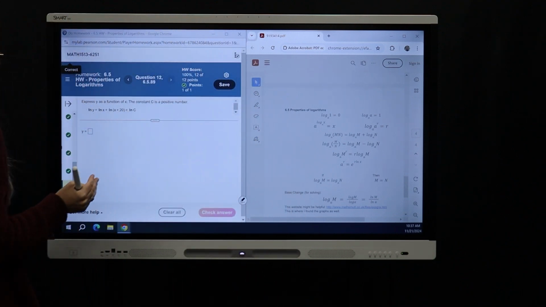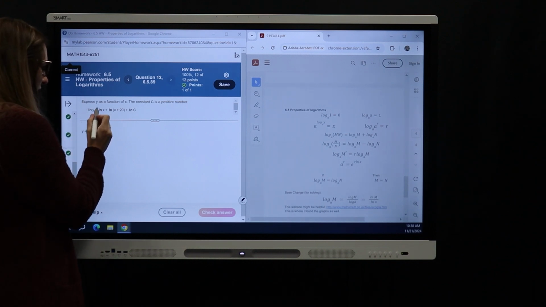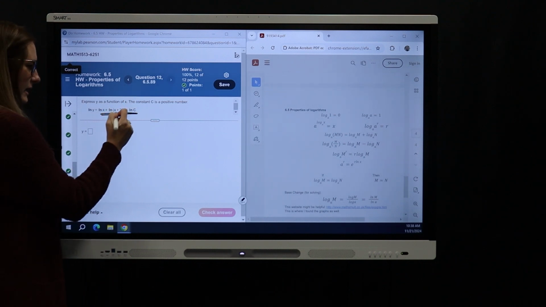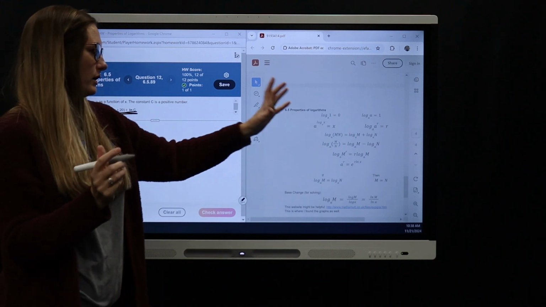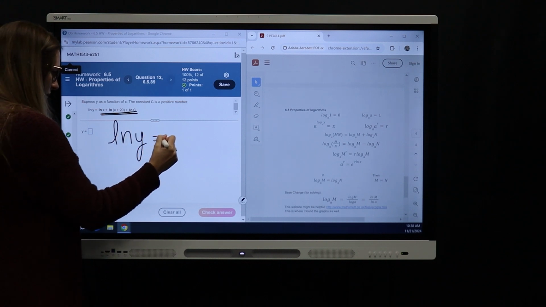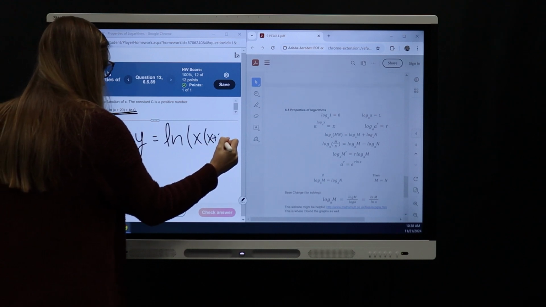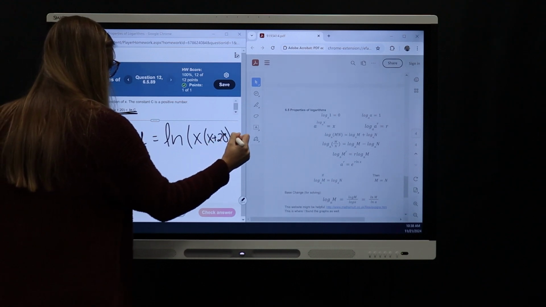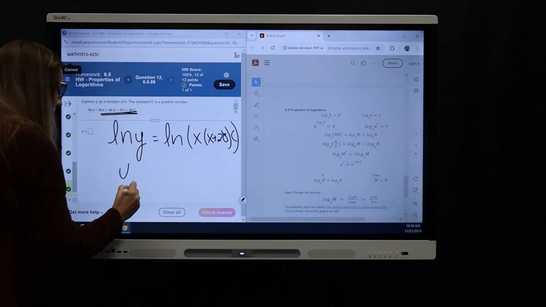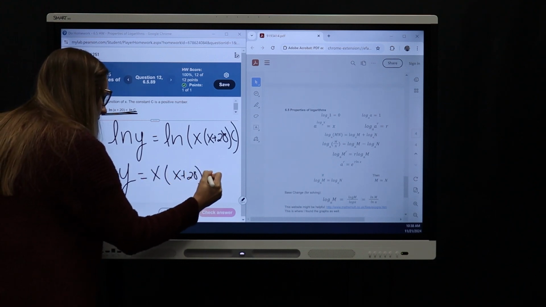Okay, this one's similar to the last one we had. The natural log of y equals the natural log of x plus the natural log of x plus 20 plus the natural log of c. Since these are all being added, I'm going to use this sum rule and put them together with one natural log because they all have the same base. And then I can say y equals x times x plus 20 times c.